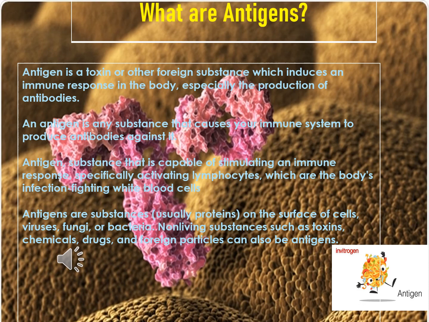When the antigenic substance is capable of producing an immunological response, especially when it activates cells such as lymphocytes, then we can say our body is strengthened enough to fight against infections. Some examples of antigens: usually they are proteins in nature that are present on the surface of cells, for example viruses, fungi or bacteria. Non-living substances such as toxins, chemicals, drugs and even foreign particles can also act as an antigen.